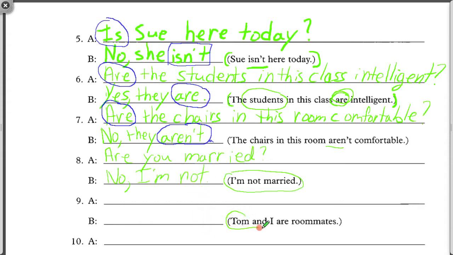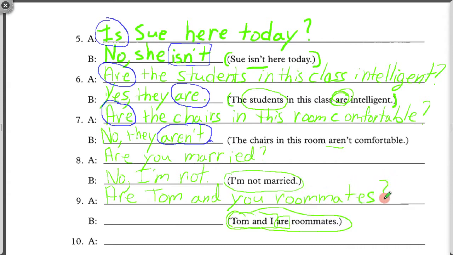Number 9, Tom and I are roommates. Here Tom and I is are. So, are Tom and you roommates? Question mark. Don't forget the question mark. So yes, we are, period. We, Tom and I, makes we.